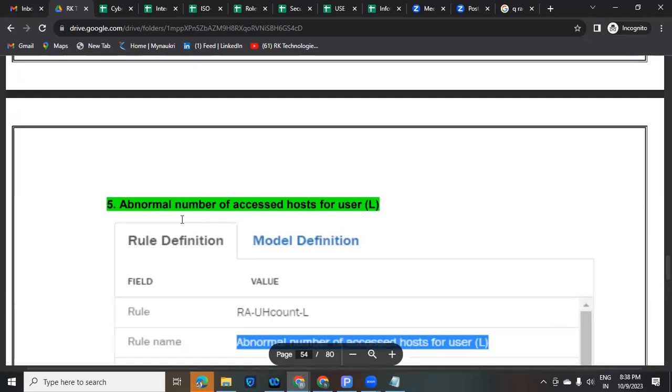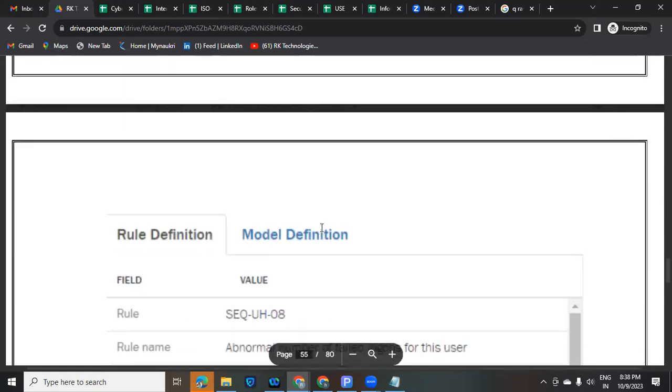So the last one is abnormal number of accessed hosts per user. Okay. One of the users accesses so many hosts or end user machines or servers or databases. So that is the meaning here. Regularly maybe the user is accessing around 10 hosts, laptop or MacBook or workstation or desktop or a couple of servers. But for this particular use case or correlation rule, the user is accessing so many hosts, that may be laptops, workstations, servers, databases, and applications, and so on. So that is the use case for this one.